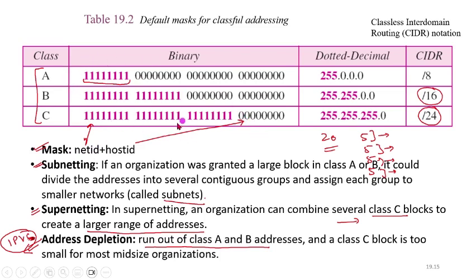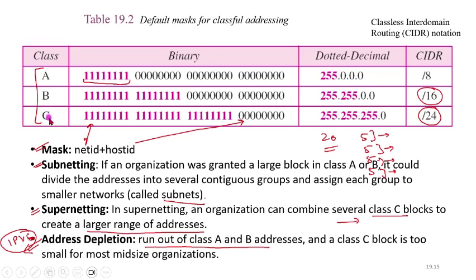For class A, the mask is 255.0.0.0. Similarly for class B and class C. For class A, the leftmost 8 bits are ones. They provide you the mask address. We can consider the most significant 8 bits as the net ID in class A. Similarly, in class B, the leftmost 16 bits are considered the net ID.